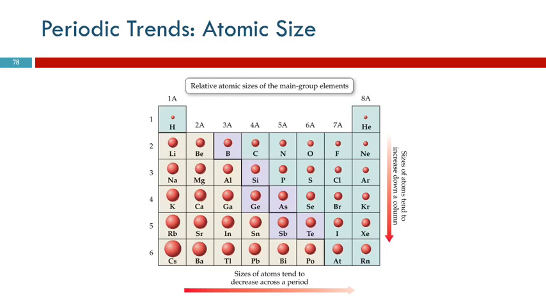The attraction is proportional to Q1 Q2 divided by R. This is Coulomb's law. The force of attraction between charged particles depends on the charges of the particles, and it's divided by the distance between them. So going across here, you're adding electrons at roughly the same distance, but the charge on the nucleus is increasing. As the nucleus increases in charge, it pulls the electrons in tighter.